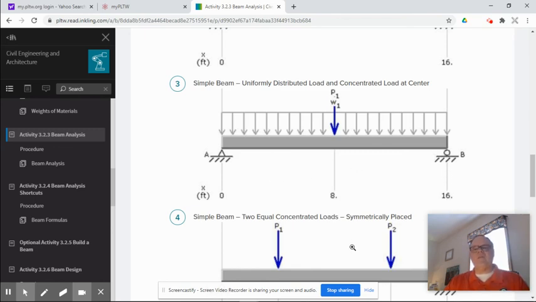So hopefully you guys have some good luck with this shear and moment diagram. Most students really like this once they learn the technique because you can actually figure out what's going on in a beam with very little calculation and mostly just drawings.